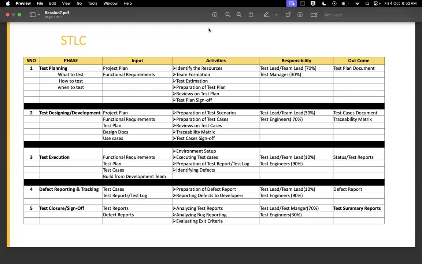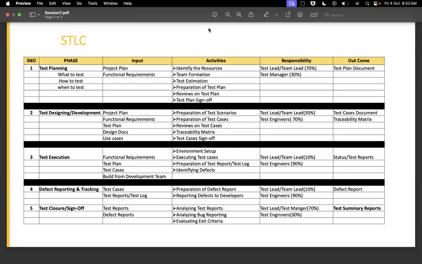Okay, so over here you can see that we have phase, input, activity, responsibility, and outcome. In the phase section you just see the type of what exactly we are doing. Input: what are the inputs to this particular phase, what are the activities involved in this phase, and what is the outcome. Okay, so all this we usually analyze for all the phases, guys. Please remember this, very, very important.